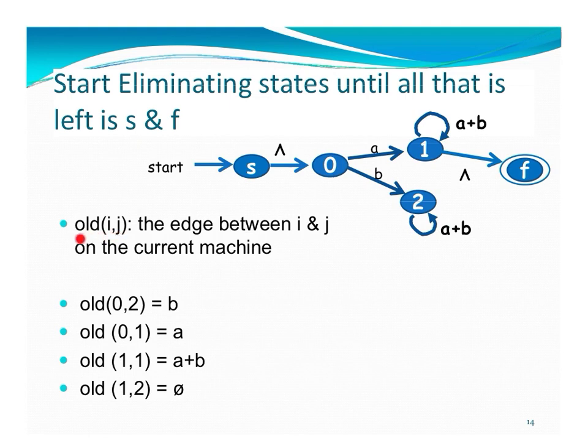So we're going to use the terminology old ij to mean the edge between i and j, the transition between i and j on the current machine. And remember, since we did that last setup step, there's only ever at most one edge between any 2 nodes. So for example, what's the old edge between 0 and 2? Well, the old edge between 0 and 2 is B. And what's the old edge between 0 and 1? The old edge between 0 and 1 is A. Remember, old just means what we have right now. The old edge from 1 to 1 is A plus B. The old edge from 1 to 2? Well, there's nothing from 1 to 2, so we're going to call that the empty set.